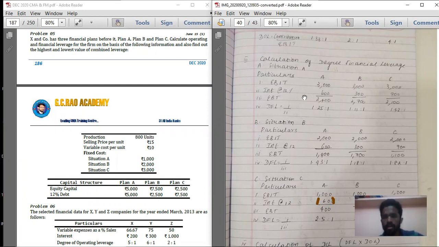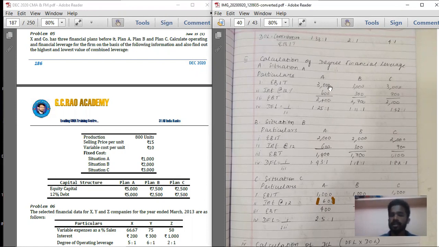For situation A, what is the DFL under all 3 plans? Plan A, plan B, and plan C. Under situation A, fixed cost is 1000 and EBIT is 3000. That is situation A. There are 3 plans: plan A, plan B, and plan C. Under these 3 plans, we should calculate DFL.